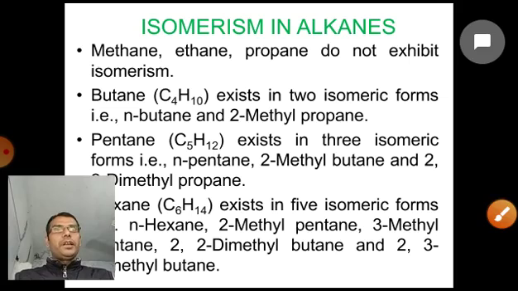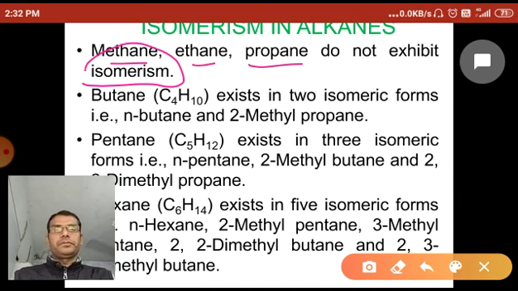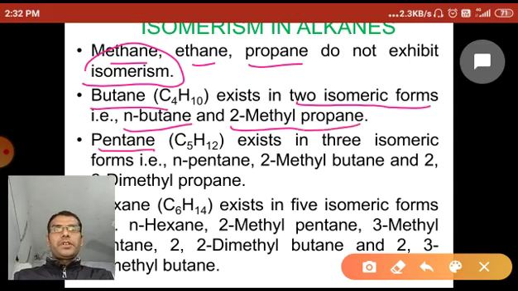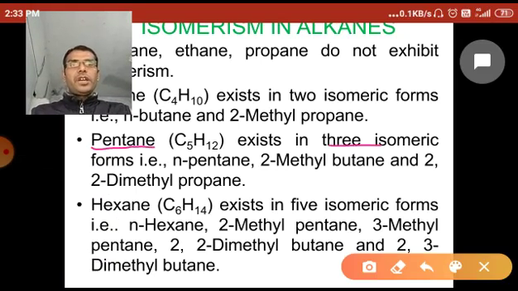Now isomers of the alkanes. Methane, ethane, and propane do not show isomerism. Butane has two isomeric forms, n-butane and 2-methyl propane. Pentane exists in three isomeric forms: n-pentane, a straight chain, and in the branched chains there are two: number 1, 2-methyl butane, and 2,2-dimethyl propane.